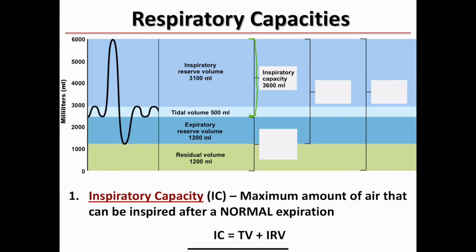If you wanted to measure the inspiratory capacity, you'd ask the patient to exhale a normal tidal volume, and that would take them here to this baseline where they have about 2,500 milliliters of air in their lungs. And then from that point, that's your new baseline. You ask them to inhale as much as they possibly can, and that's their inspiratory capacity.